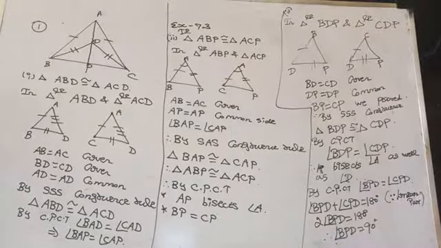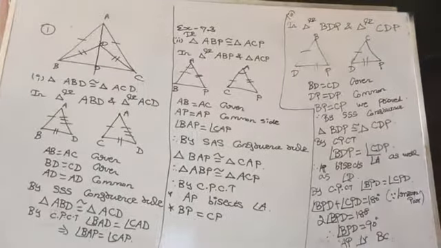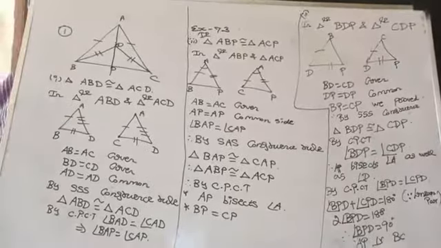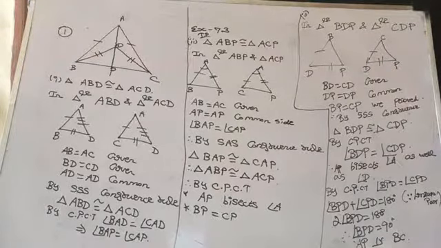If angle BPD equals 90 degrees, what can we say? Therefore, AP is perpendicular to BC. And as we proved BP equals CP, therefore AP is the perpendicular bisector of BC. You have to prove that it is perpendicular as well as that it bisects. Are you getting it? So we completed question number 1. In the next video we will continue with question number 2. Thank you everybody.